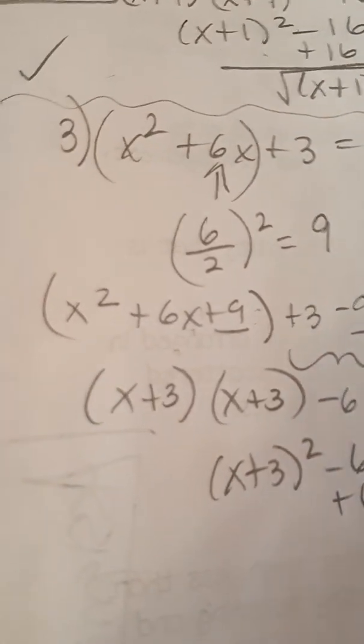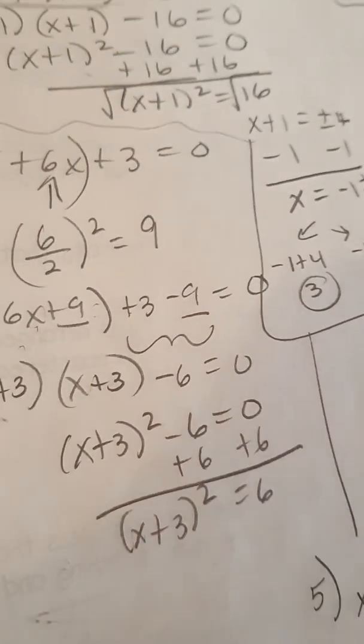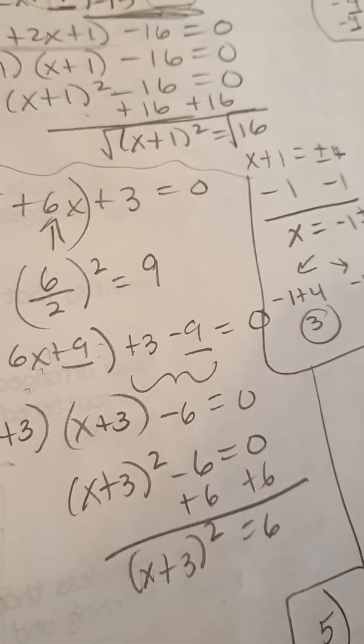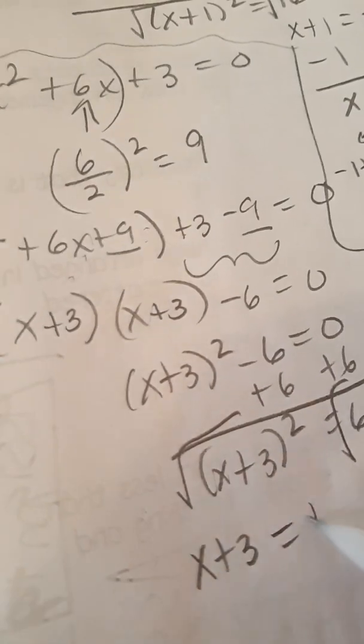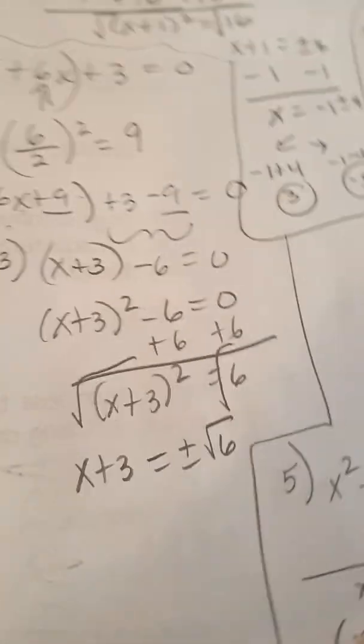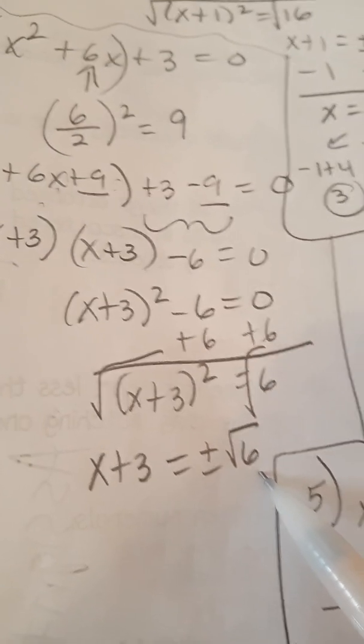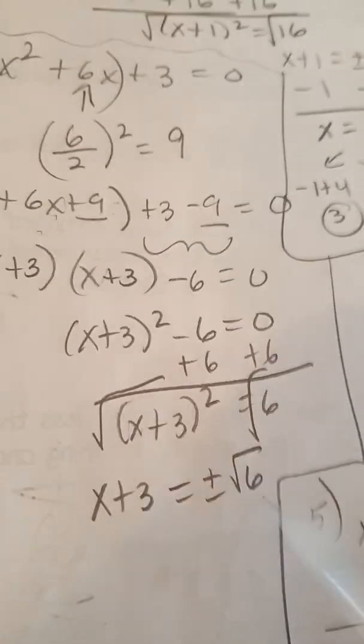Add 6 to both sides. You get x plus 3 squared equals 6. Take the square root of both sides. x plus 3 equals plus or minus the square root of 6. I like this problem because this is a prime root. Cannot be simplified any further.